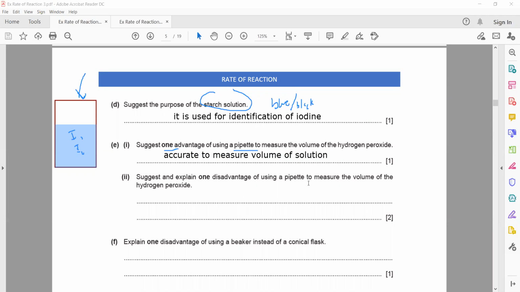Suggest and explain one disadvantage of using a pipette. There is also a disadvantage, because pipettes take more time to transfer the solution. Accuracy is an advantage when using a pipette, because it can measure the volume as accurately as possible. But what is the disadvantage? A pipette takes more time to transfer the solution.